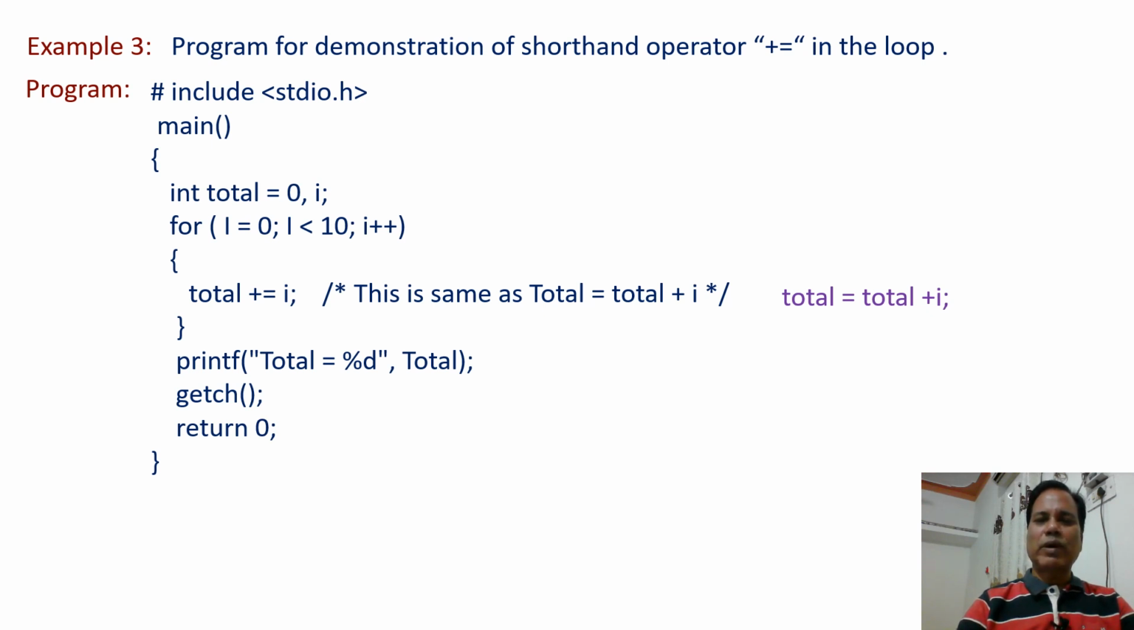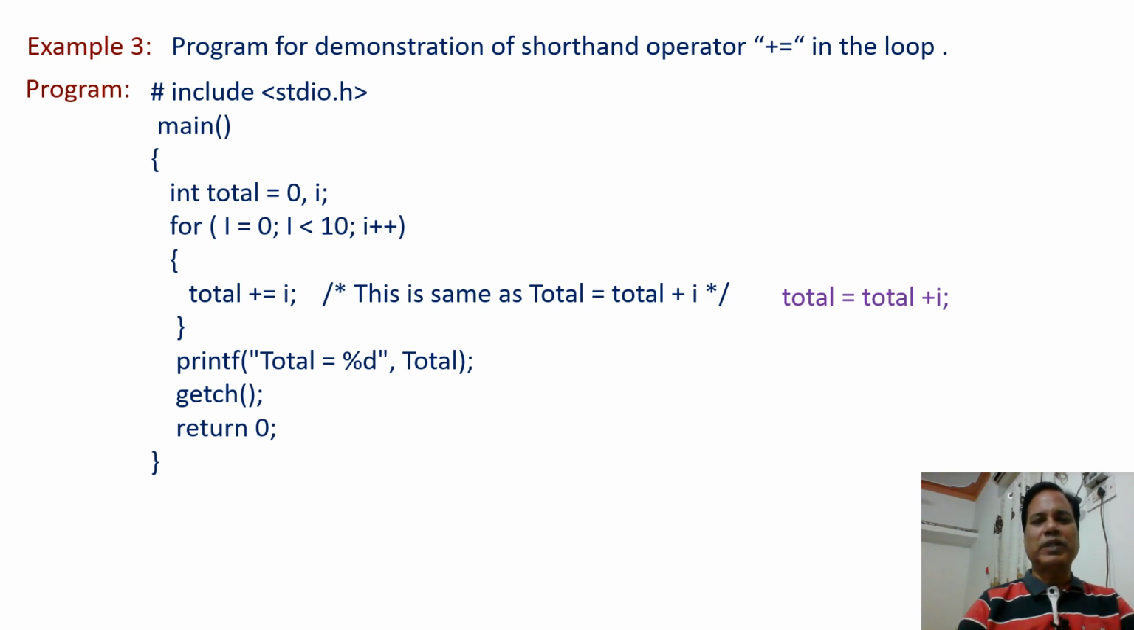So what is the value of the total variable? Here it is the sum of 0 to 9: 0 plus 1 plus 2 plus 3 plus up to 9. So what is the sum? That gets printed here. In this way we write our code for adding the numbers from 0 to 9.